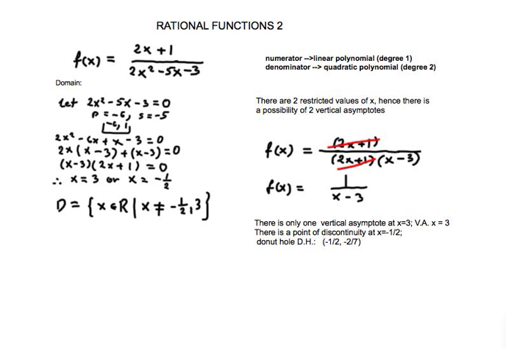Hey, welcome to this Rational Function 2 video, part 2 on rational functions. This example right here on the top of the screen represents a little bit more challenging type of question. Why? Now we're dividing a linear polynomial by a quadratic polynomial. So there is a difference in degree.